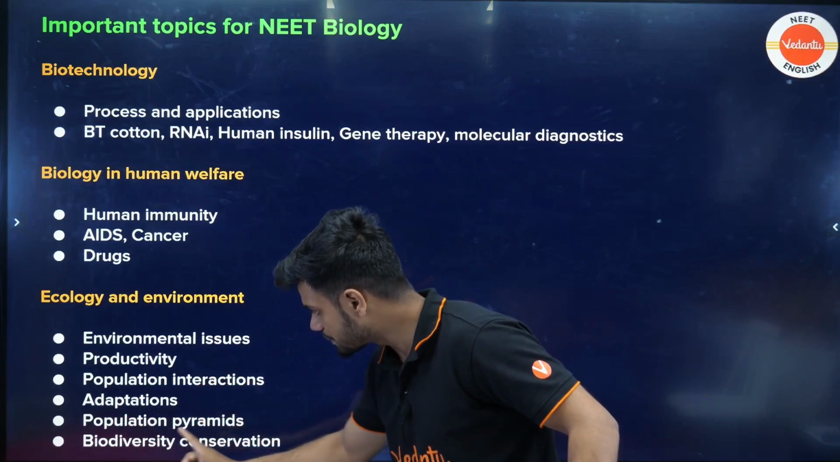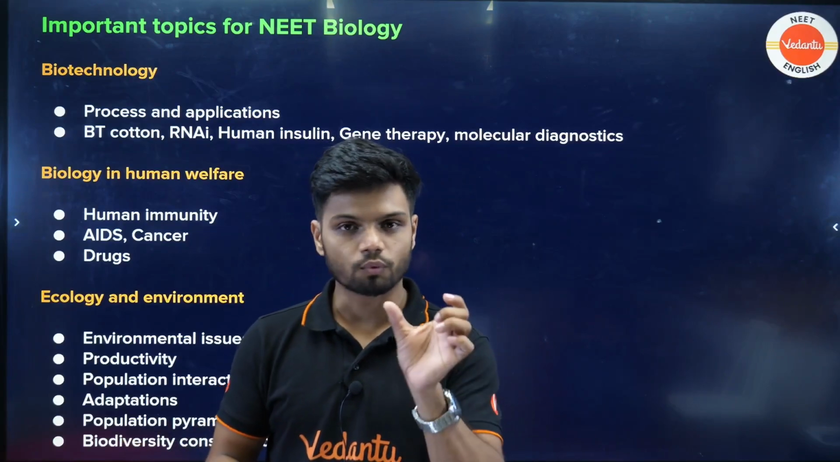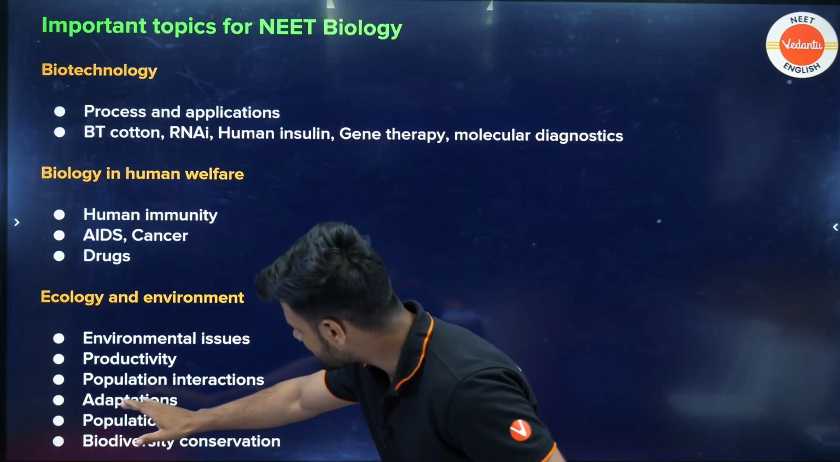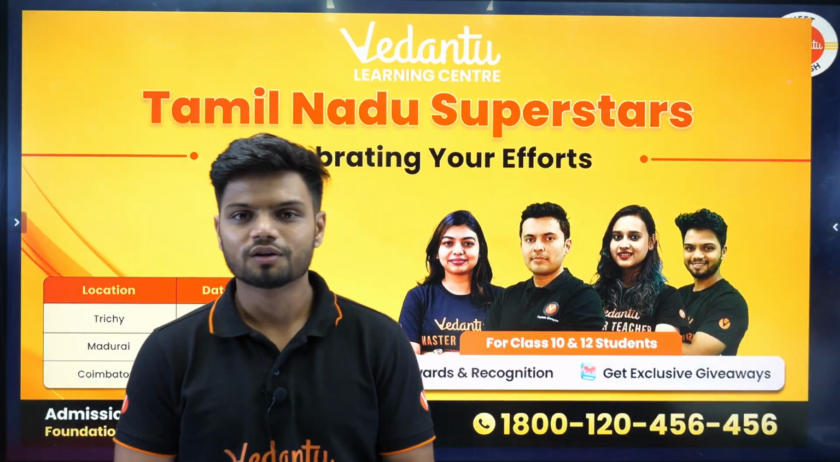Then we have population pyramids, diversity conservation. That is, the evil quartet. One question is guaranteed always. Then we have adaptations, population interactions, that is mutualism, amensalism, commensalism, you name it.